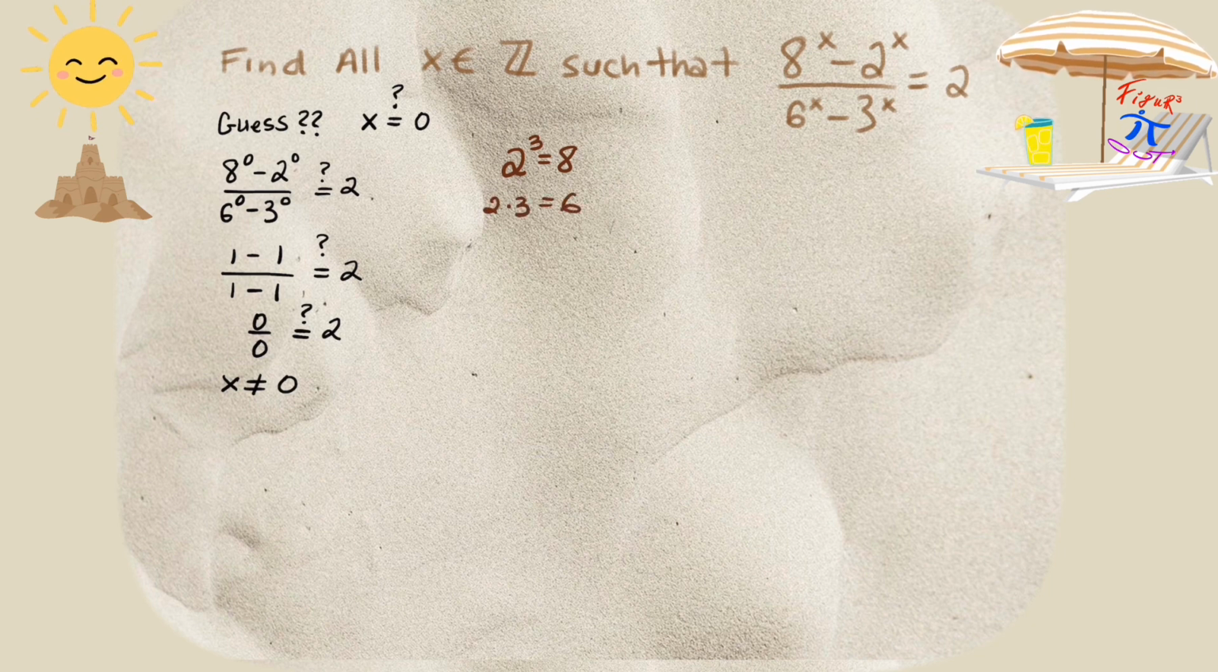Now we're going to note that 2 to the third power is equal to 8, and we can also write 6 as 2 times 3. So we're going to rewrite our expression 8 to the x power as 2 to the 3x power. And we'll split up 6 to the x power as 2 to the x times 3 to the x.